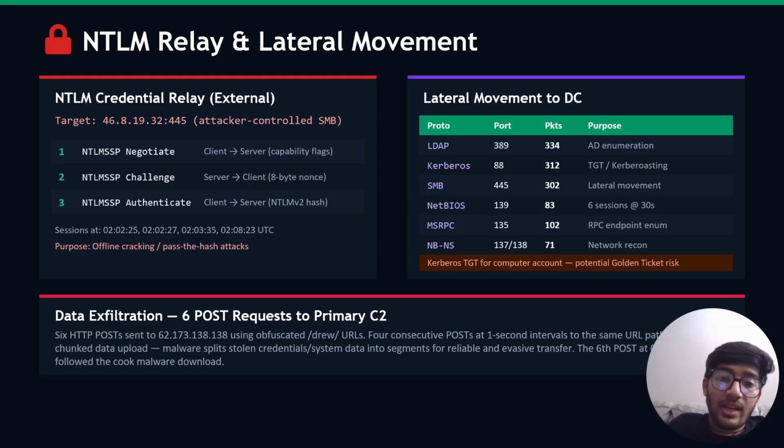On the right-hand side is the lateral movement targeting the domain controller using 6 different protocols: LDAP with 334 packets of AD enumeration, then Kerberos attacks including the TGT request, which raises the golden ticket risk, and SMB with 3026 packets, NetBIOS, and also 6 sessions at exactly 30 seconds each, automated and scripted. There is MSRPC with 102 packets, and also 6 POST requests to the primary C2 using chunked uploads of stolen credential data.